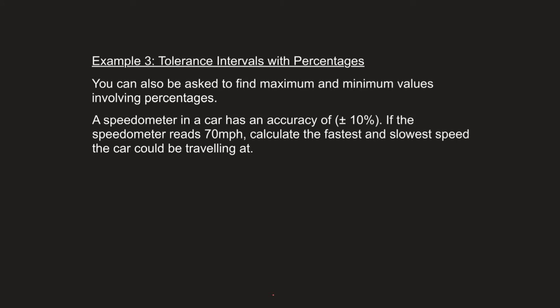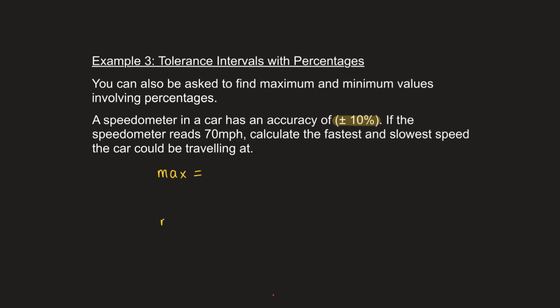At Nat5 apps level, you'll most commonly be asked to find tolerance intervals including percentages. And that's what we're going to look at for the next two examples. So here it says a speedometer in a car has an accuracy of plus or minus 10%. If the speedometer reads 70 miles per hour, calculate the fastest and slowest speed the car could be travelling at. So in this example, we've replaced the words maximum and minimum with fastest and slowest speed. But when you're laying this out, you can still just write max and min if that's what you're used to doing.